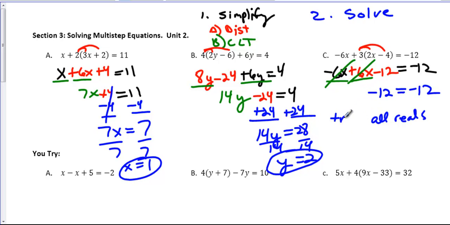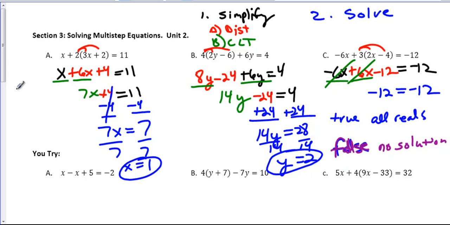Now that's if it's true, which in this case it is. If it happened to be false, which it's not in this problem, but if it is, that would be our no solution answer. Okay, so again, if false, it's no solution.